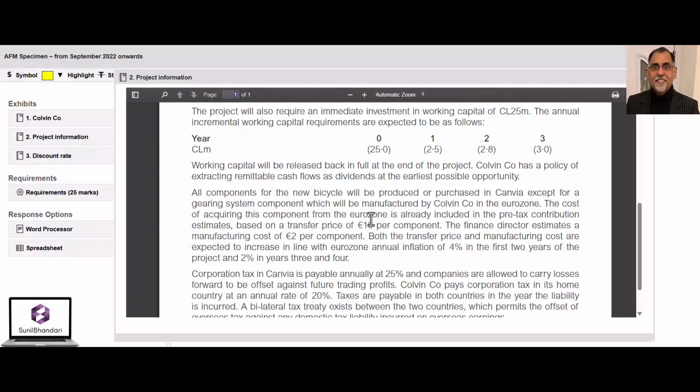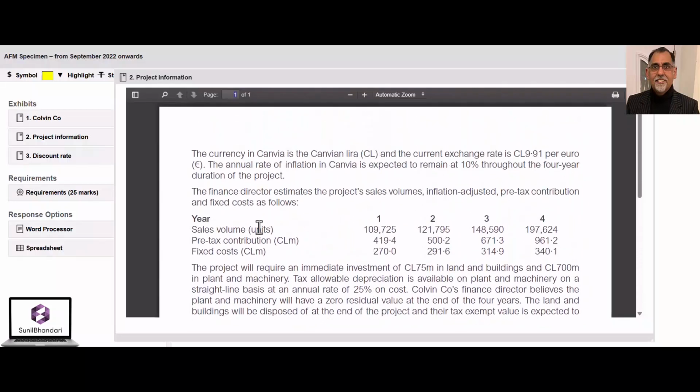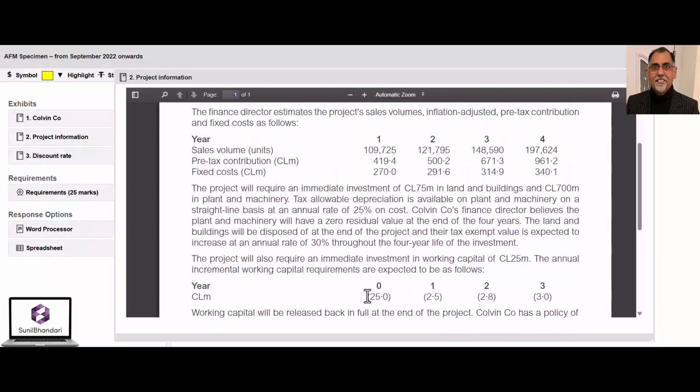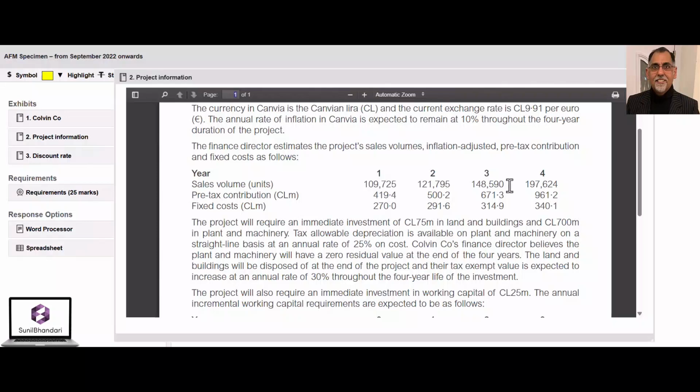Right, so this is what they've done. This 10 euros, and this is where you've got to interpret the data. They have basically said they've been sending this gearing unit across to Cambia and charging 10 euros per component, only one gearing system per bike. So they've been basically going 10 euros times a relevant quantity, converted into CL, and it has been included in these numbers. And if it's been included in these numbers, it's been included as a cost. So when they say pre-tax contribution, my estimate of that is they've got sales in that country, less the local costs, less the transfer price. So they've done that already. They've done that for us.